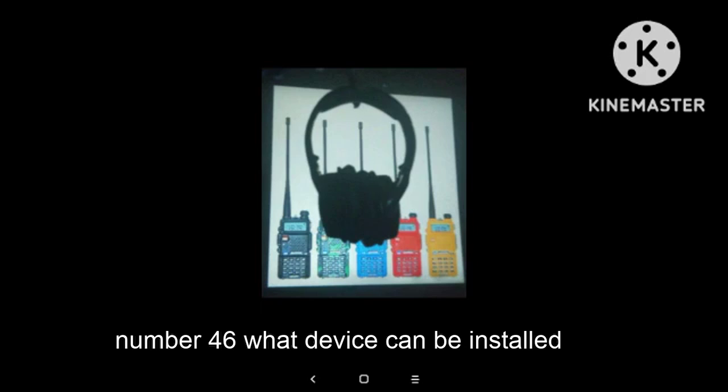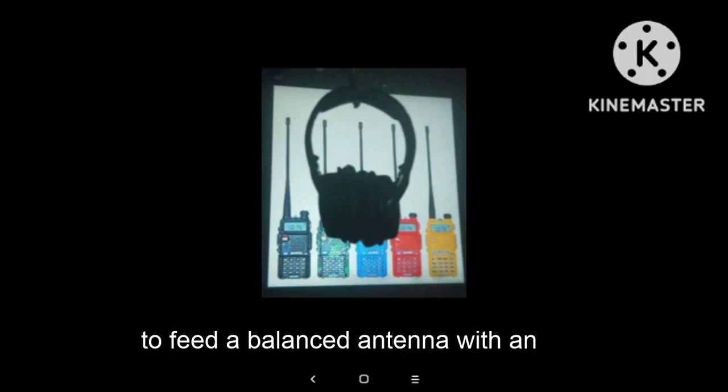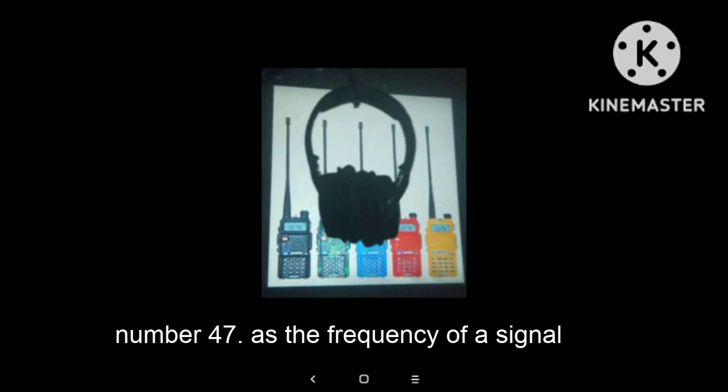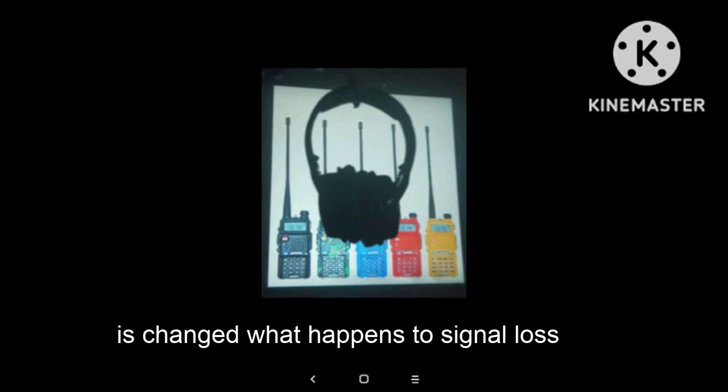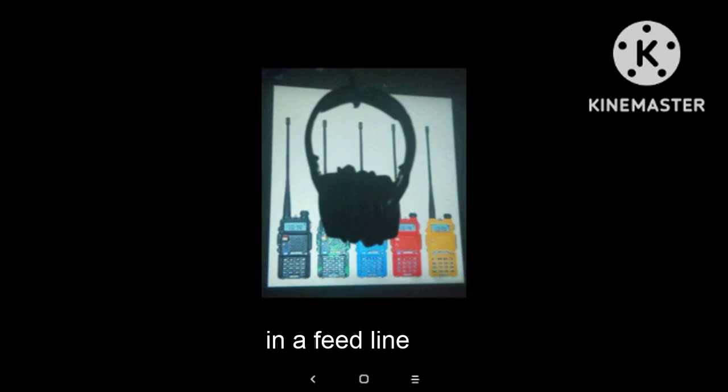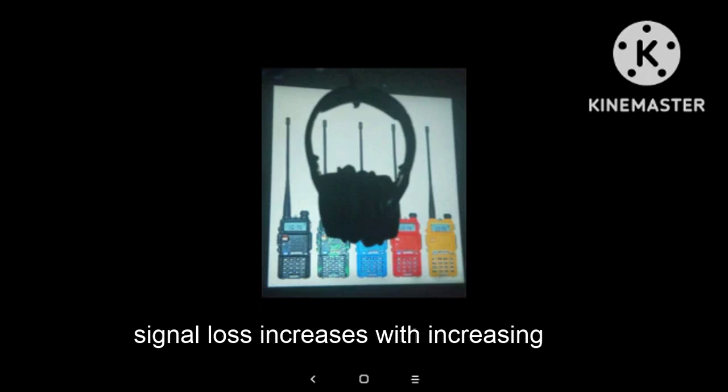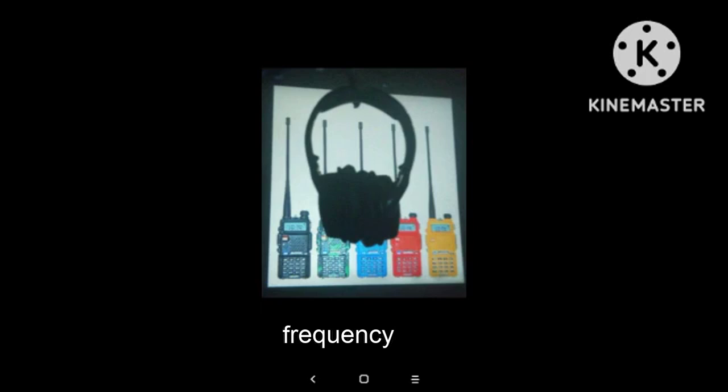Number 46. What device can be installed to feed a balanced antenna with an unbalanced feed line? A balun. Number 47. As the frequency of a signal is changed, what happens to signal loss in a feed line? Signal loss increases with increasing frequency.